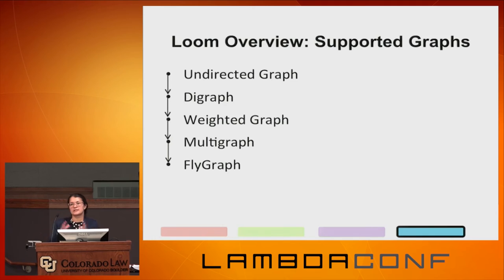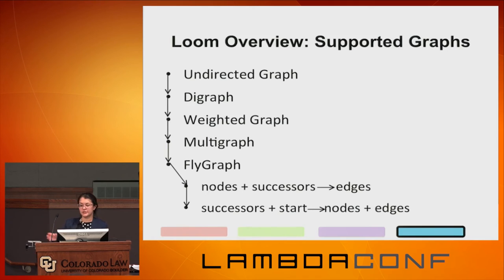So this is something that we call fly graphs. What they're able to do is infer, given a few functions, other ones that they need to call. For instance, if you give it node and successor functions, ways to retrieve them, then it will figure out a way to retrieve edges. And if you give it successors and the start node, then it will figure out how to retrieve nodes and edges.